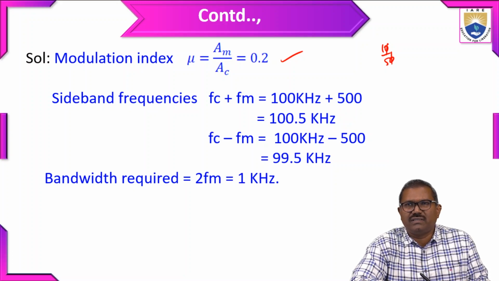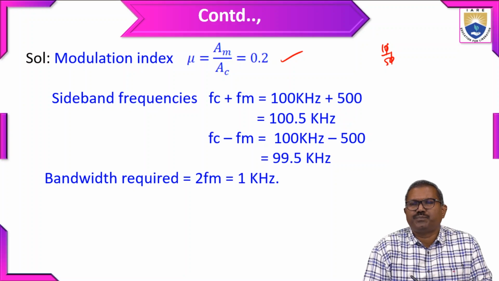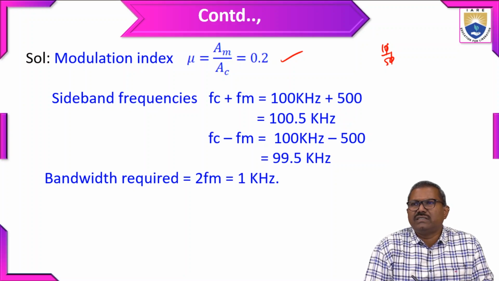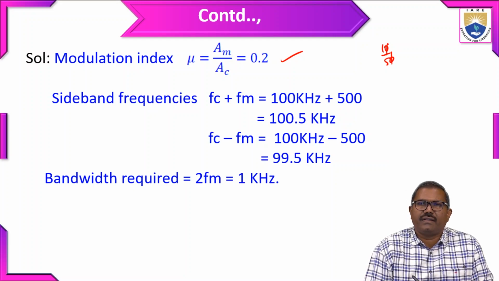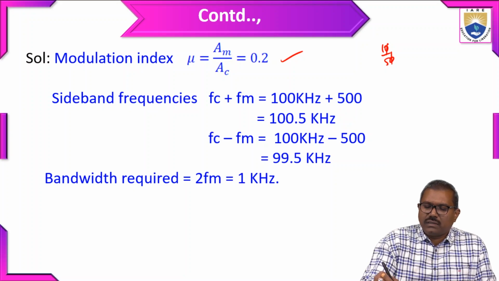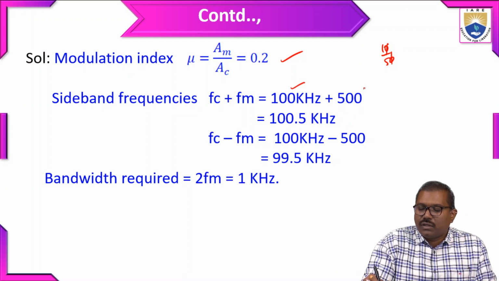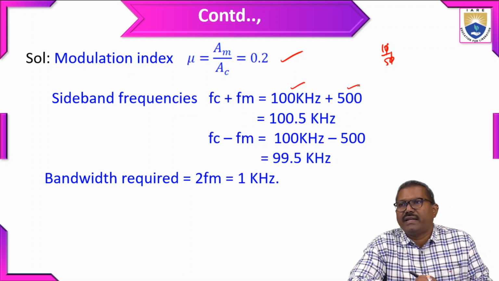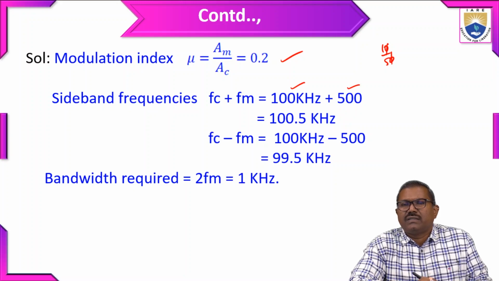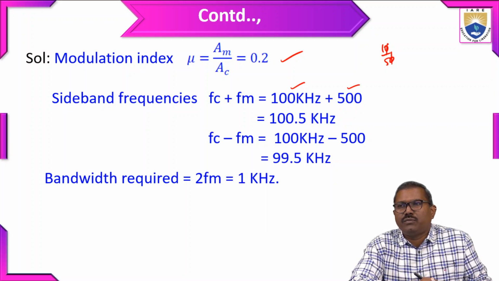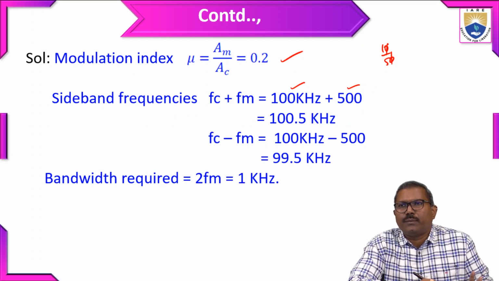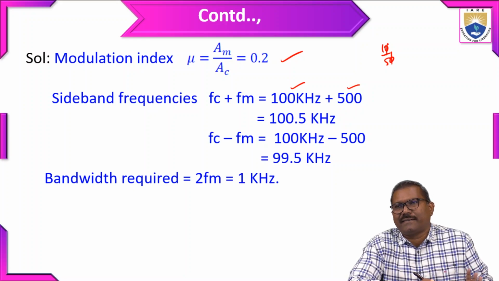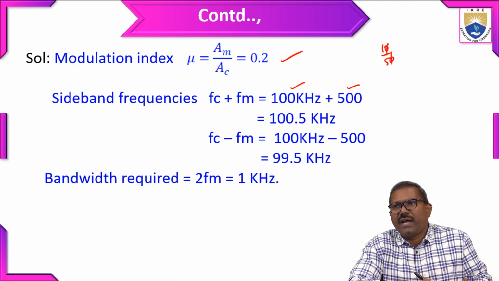And sideband frequencies. For sideband frequencies, fc plus fm is equal to 100 kilohertz plus 500. Why? Because my carrier frequency is 100 kilohertz, my message frequency is 500 hertz. We are having two sidebands. For amplitude modulation, we have two sidebands. So another name for amplitude modulation is double sideband with full carrier.